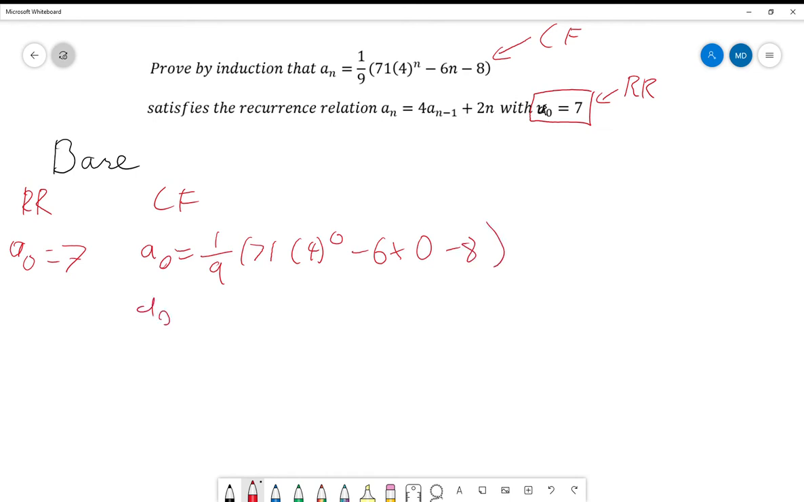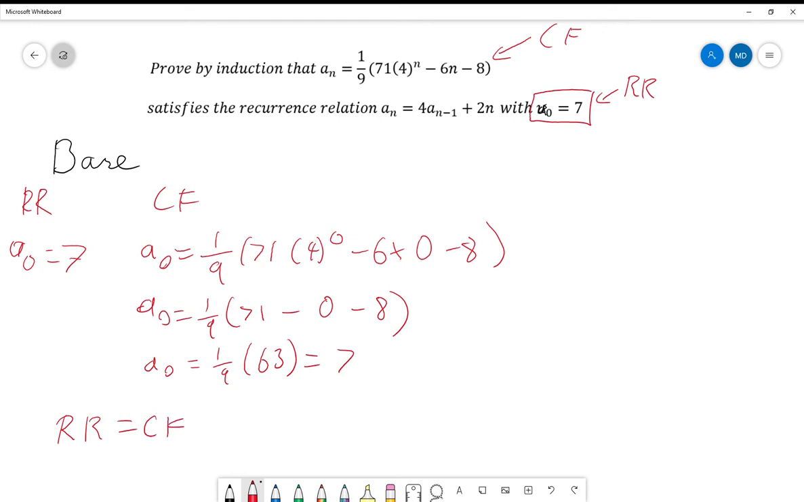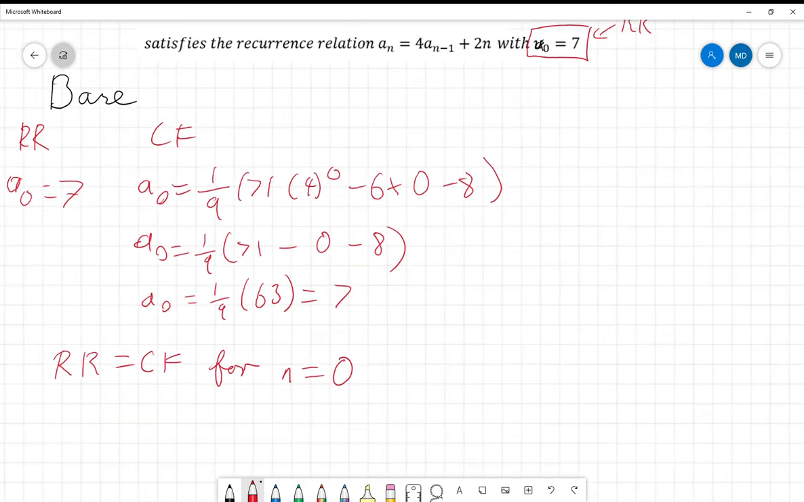And then simplifying this, we get A0 is equal to 1/9 of 71 times 1, because 4 to the 0 is 1, minus 0 minus 8, which gives us A0 is equal to 1/9 of 63, which is equal to 7. And so we have the recurrence relation is equal to the closed form for n equals 0. Great, so we have that initial base case.